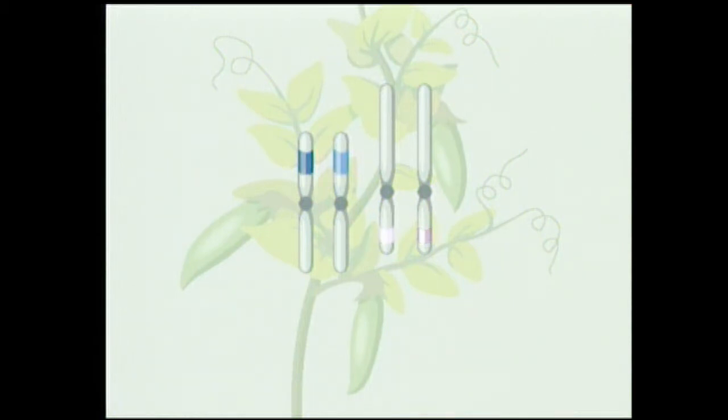These 2 copies may not be identical, however. The genes may code for different versions of the same trait, seed color, for example. One version of the gene on the chromosome may code for green seeds, while the version on the other chromosome may code for yellow seeds. The different versions of a gene are called alleles. The cell also carries 2 different alleles for seed shape. One allele codes for wrinkled seeds, and the other allele codes for smooth seeds.